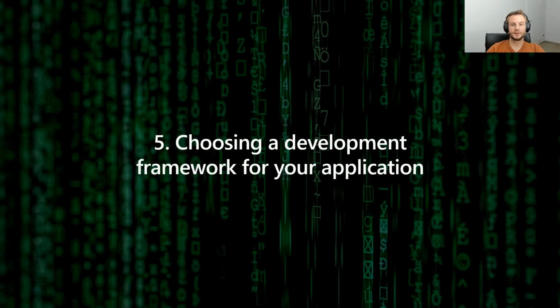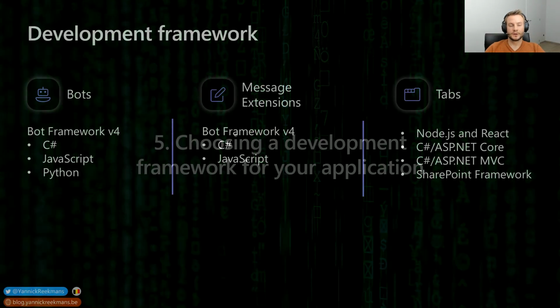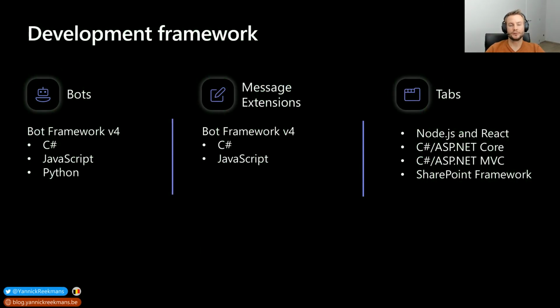Now that you know what you want to build and how you're going to build it, with which capabilities, in what extensibility model and what scope, you have to pick a development framework for your application. Looking at the development framework options, they differ a little bit depending on the extensibility point that you choose. So if you go for developing a bot, you can use the Bot Framework v4, and there you can choose C#, JavaScript, or Python, because those SDKs are made available for developing bots. Of course, if you want to build a bot using the Power Platform, you can always use Power Virtual Agents.